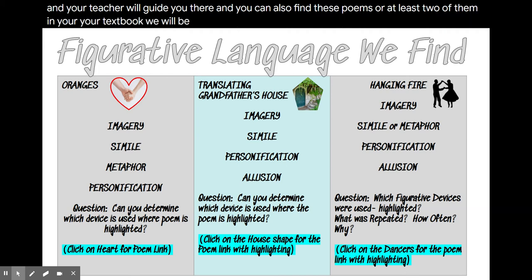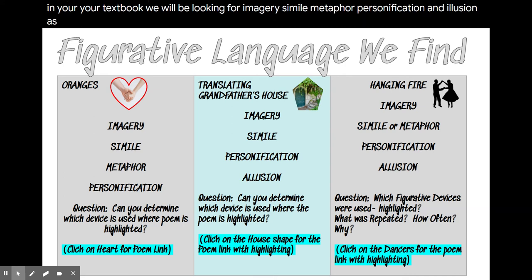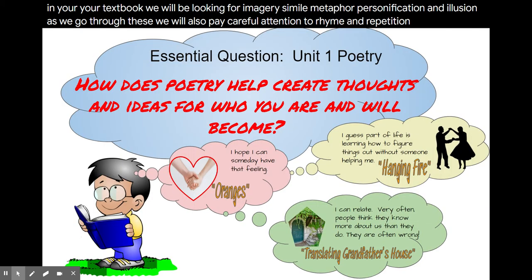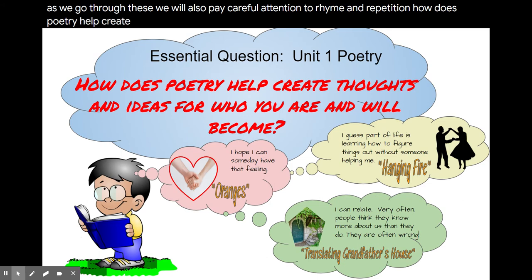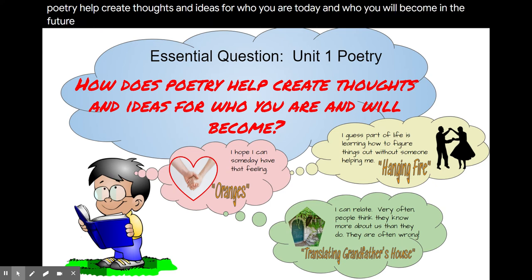We will be looking for imagery, simile, metaphor, personification, and allusion as we go through these. We will also pay careful attention to rhyme and repetition. How does poetry help create thoughts and ideas for who you are today and who you will become in the future? You should think about that as you are looking at each of your poems today.